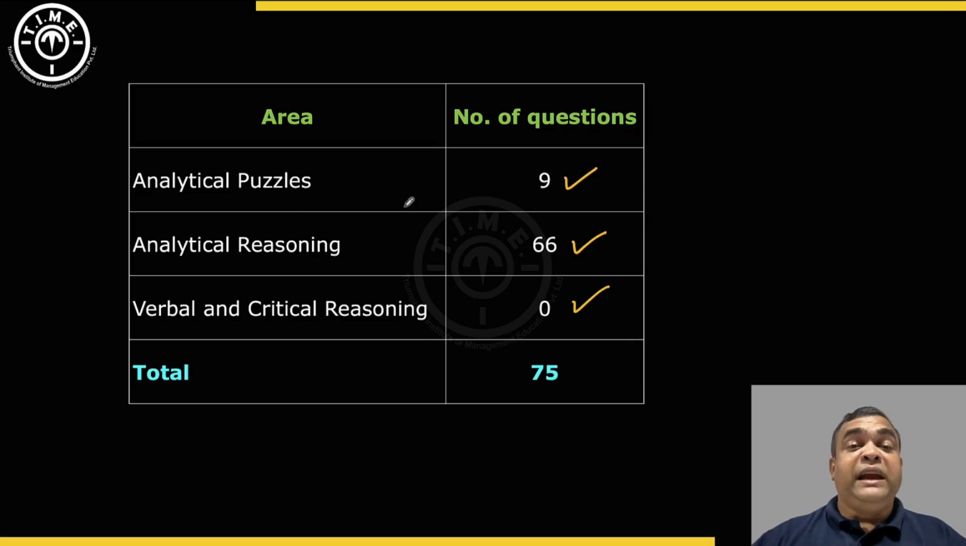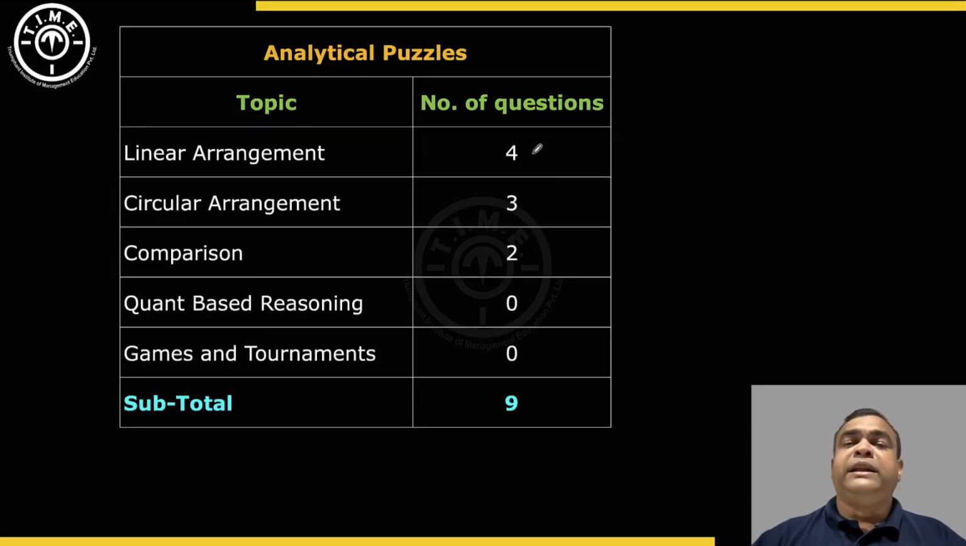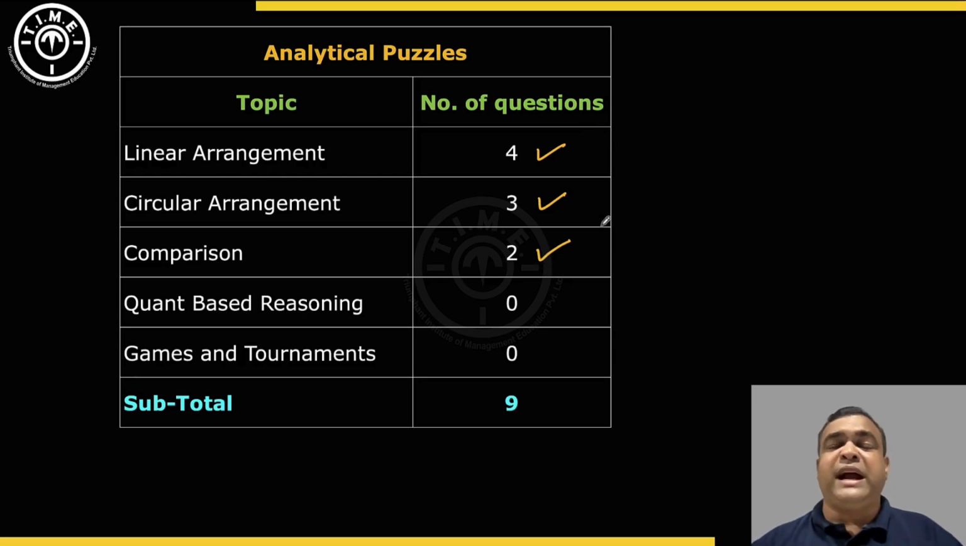Second thing, I'll go to the analytical puzzles and comment on that. In the analytical puzzles part, there were 4 questions on linear arrangement, 3 questions on circular arrangement, 2 questions on comparison. All these were single, individual questions. I think one of the circular arrangement sets had 2 questions. Otherwise all the questions were single questions. No issues. There was no quant based reasoning question. There were no games and tournaments questions, and no distribution questions also. Only these questions.